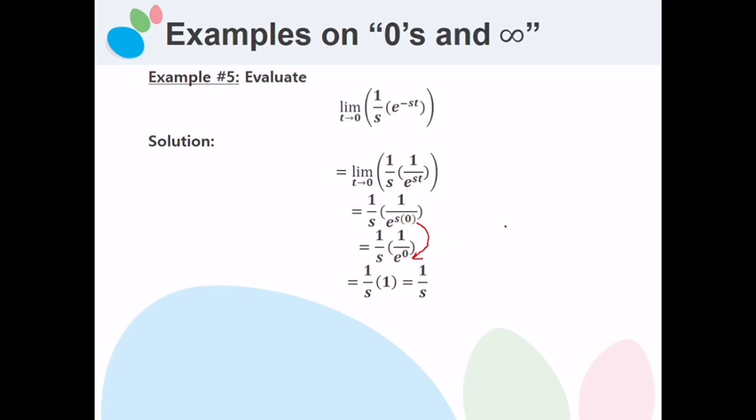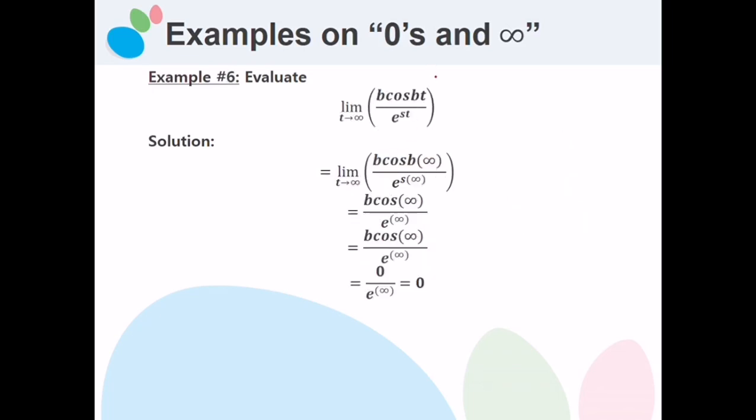We know that any number or variable raised to 0 equals 1. So e raised to 0 equals 1, 5 raised to 0 equals 1, and a raised to 0 equals 1. Therefore this is 1 over 1, which equals 1, and overall our answer is 1 over s. Therefore, the limit of 1 over s e raised to negative s t, wherein t approaches 0, is equal to 1 over s.